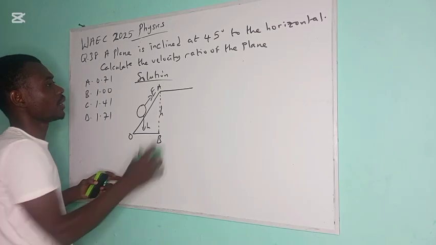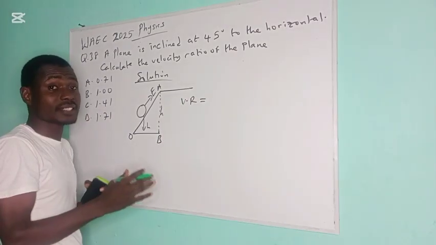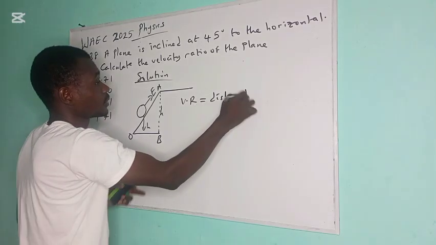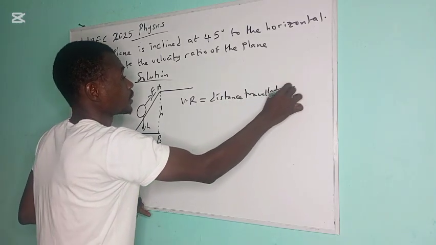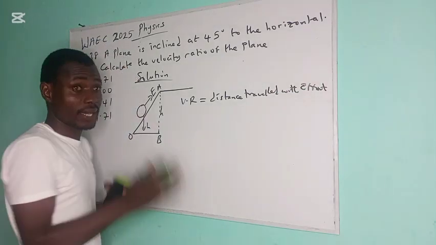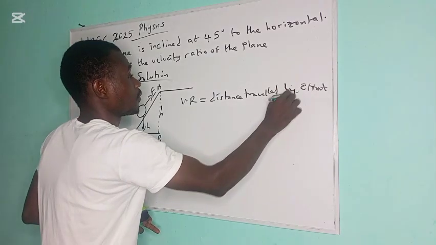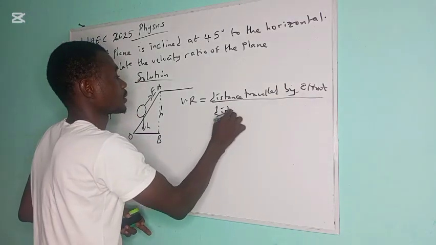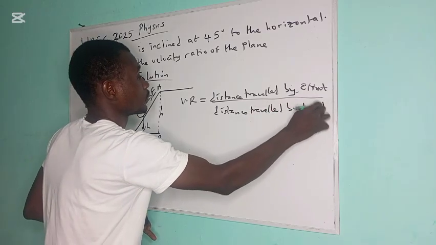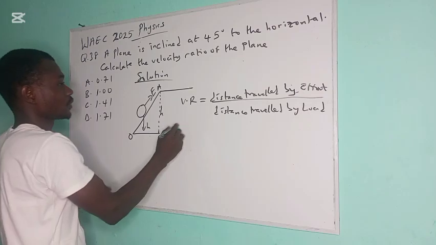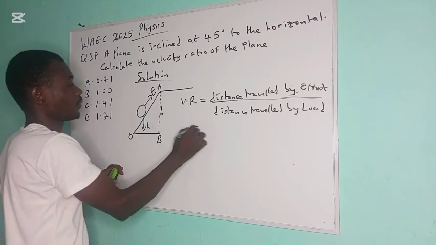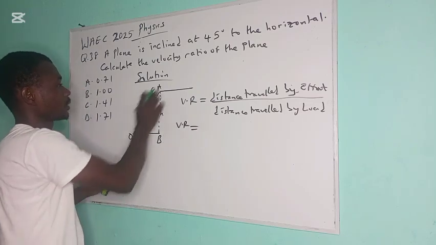Now, what is velocity ratio? Velocity ratio is the ratio of the distance traveled by the effort over the distance traveled by the load. So what is the distance traveled by the effort here? That is OA.